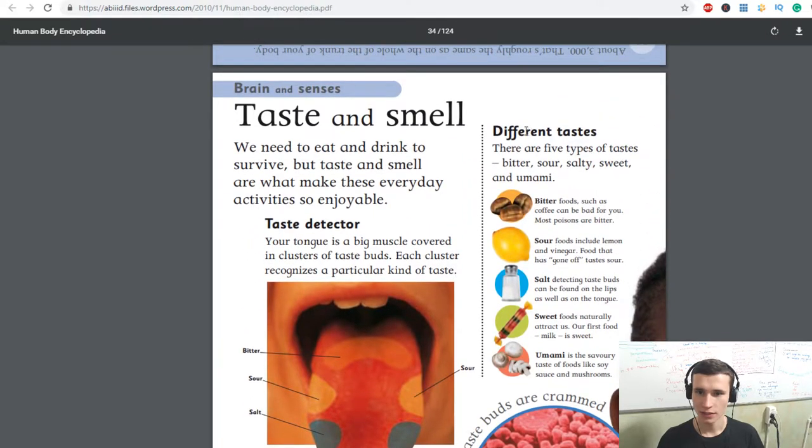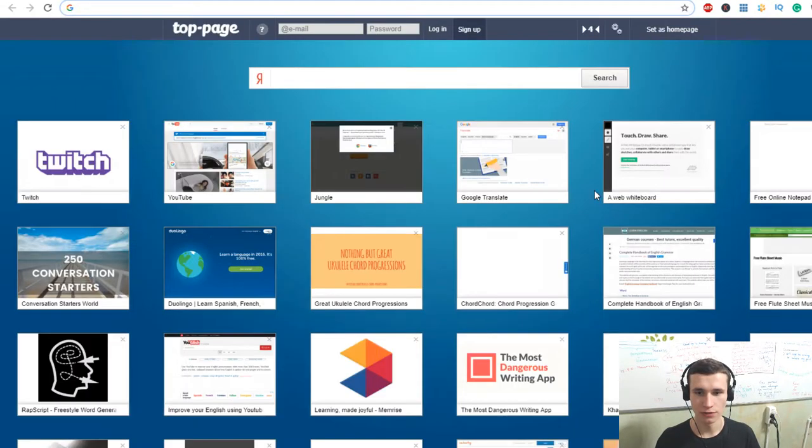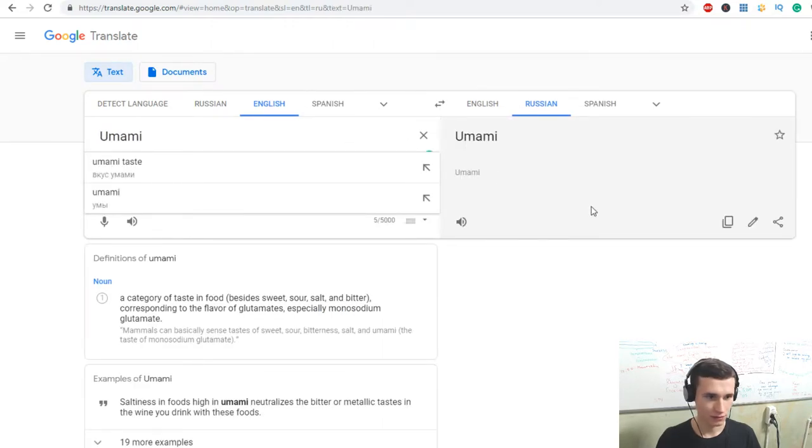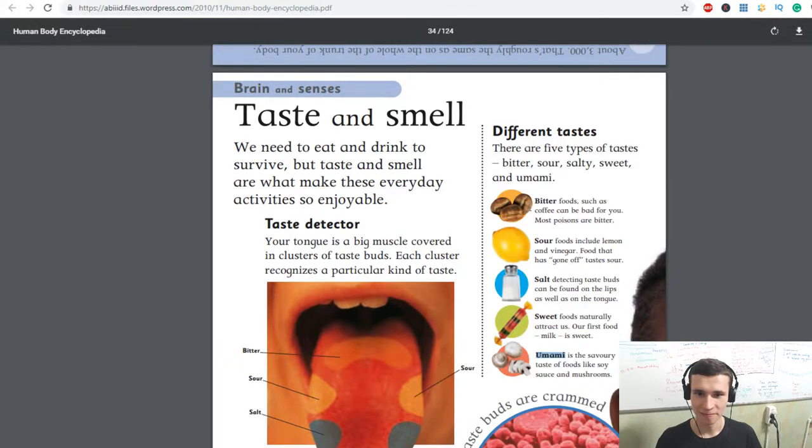There are five types of taste: bitter, sour, salty, sweet, and umami. Umami is the savory taste of food like soy sauce and mushrooms. Umami. I don't know what it is. Category of taste.